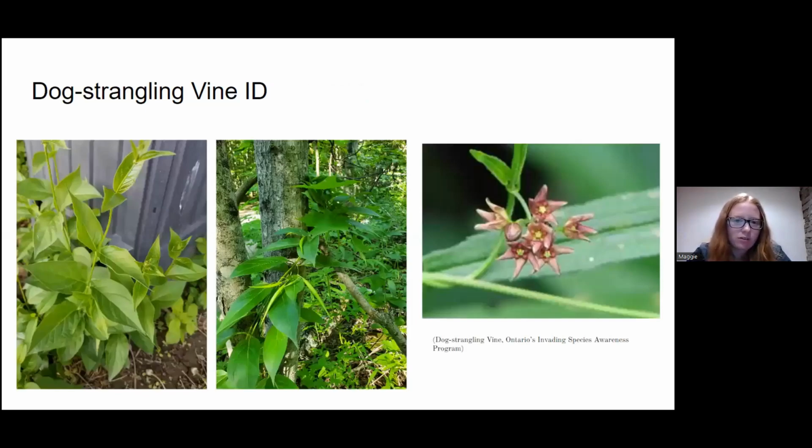So these are 3 photos of the ID features. You can see the leaves on the left, and then the middle picture shows a good photo of what the seed pods look like. And then the photo on the right is the flowers.